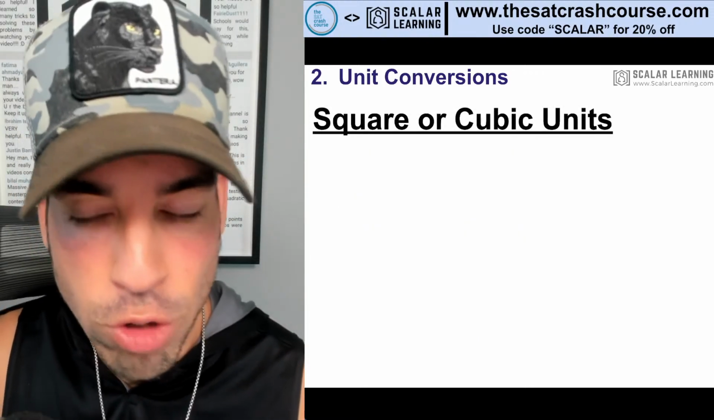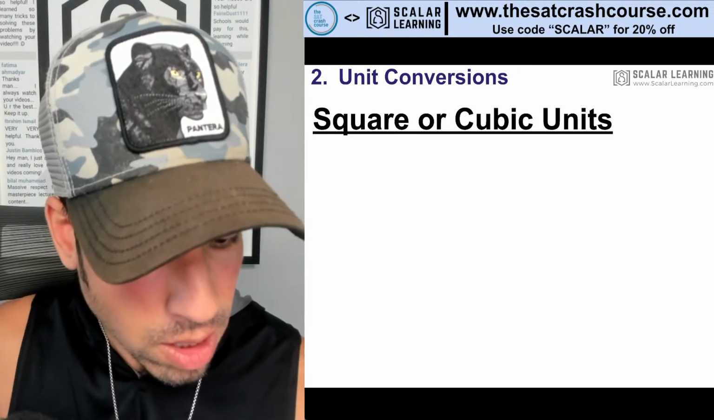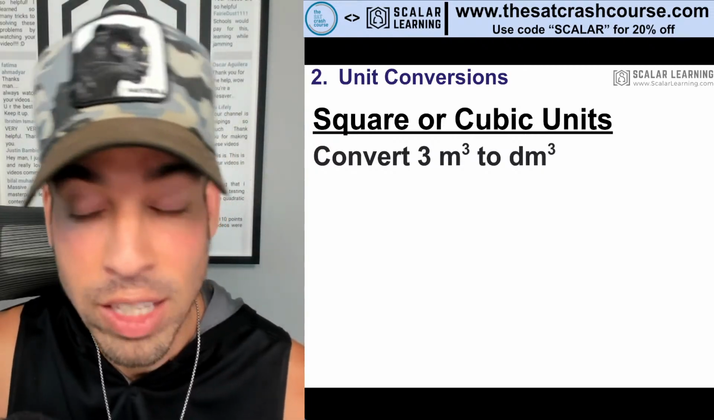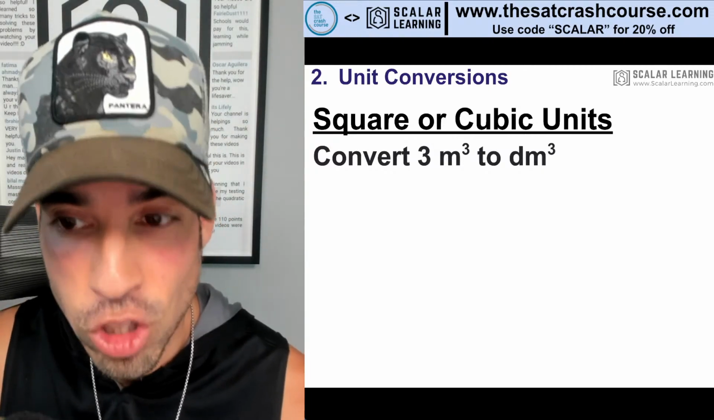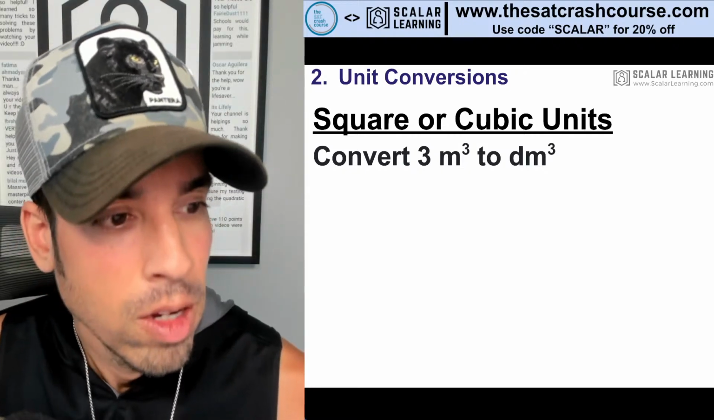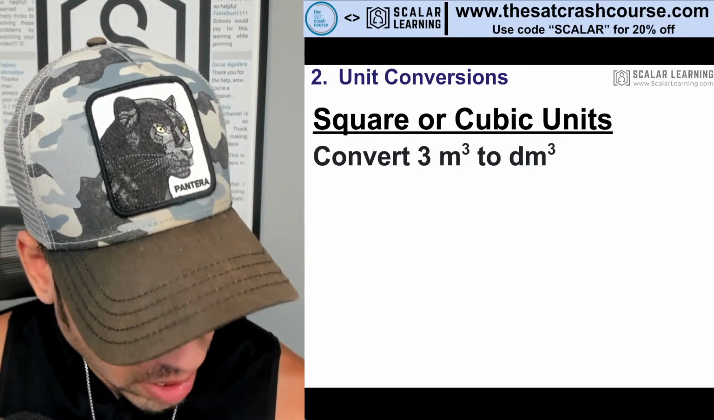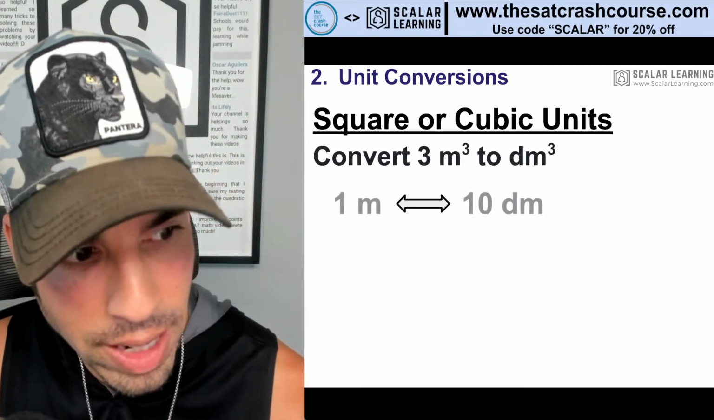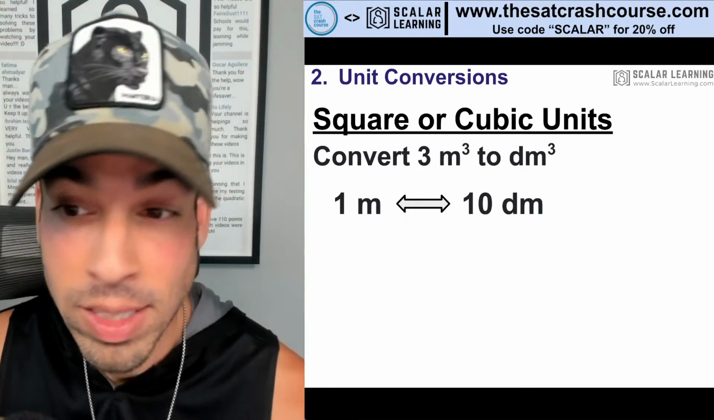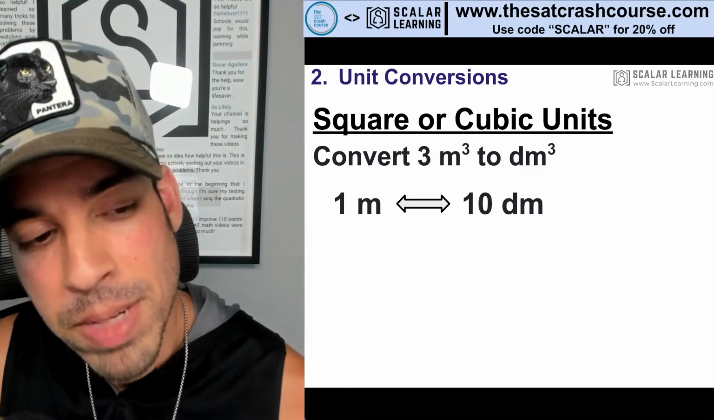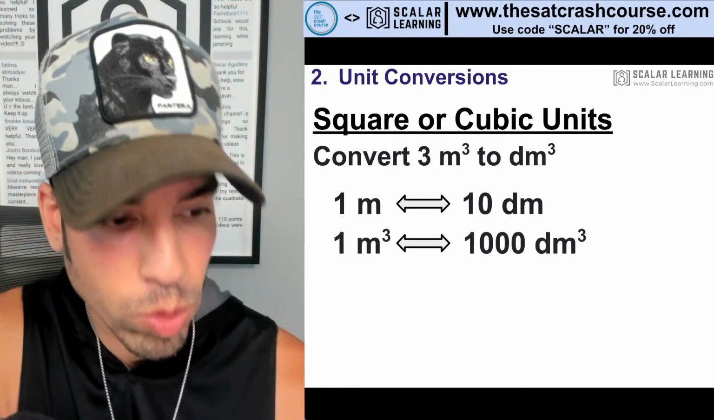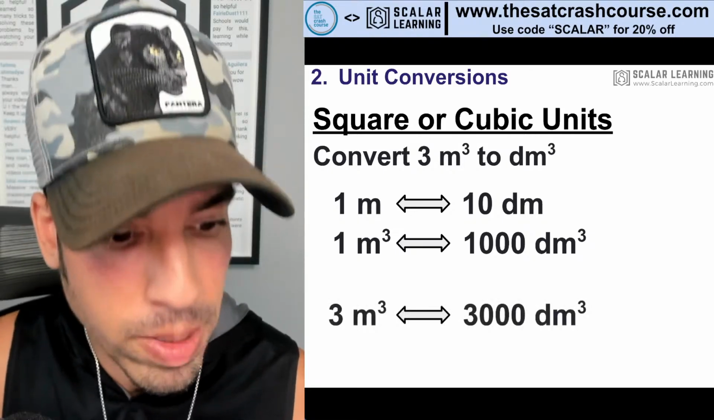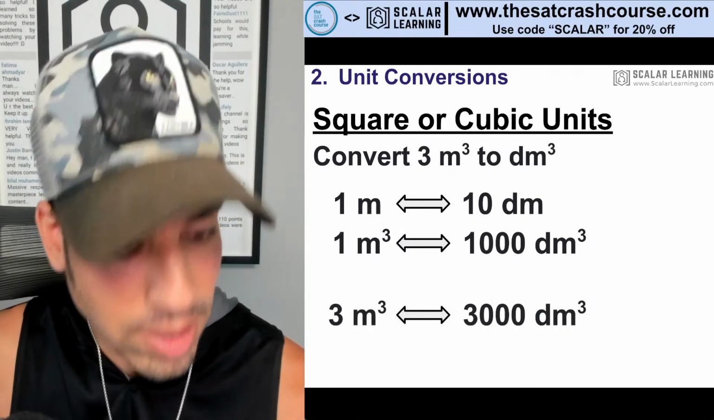Similarly, if we're talking about cubic units, and I added this in because the College Board has been testing this concept a lot, converting between regular inches, a measure of distance, and then inches squared or inches cubed. So now we're converting 3 meters cubed to decimeters cubed. The ratio of meters to decimeters is 1 to 10. But what about meters cubed? Now we're cubing those values. What's 1 cubed? It's still 1. What's 10 cubed? It's 1,000. So now we can see that 3 meters cubed is actually 3,000 decimeters cubed.